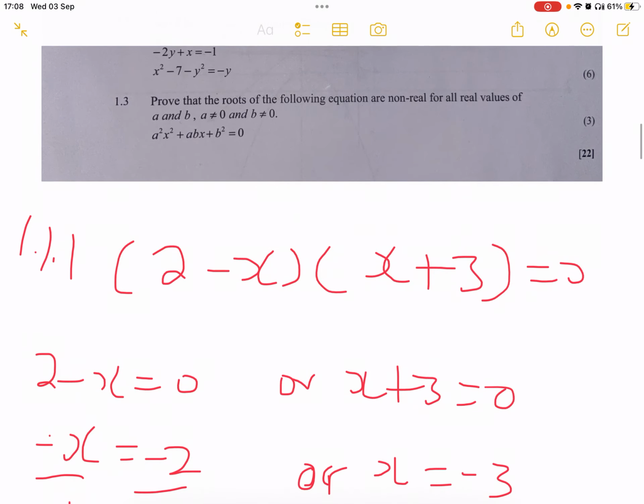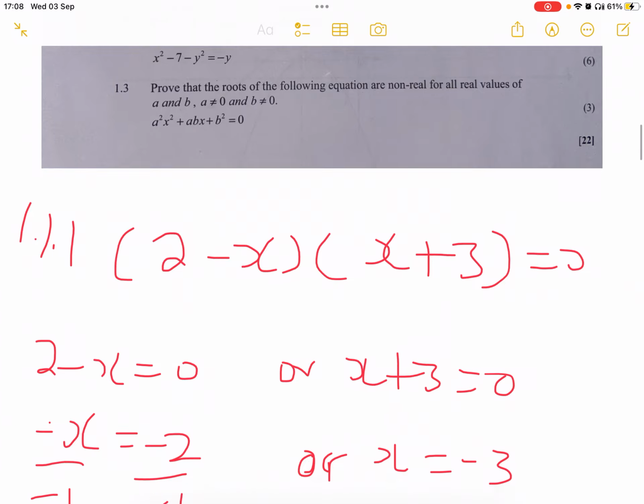And the last question is prove that the roots of the following equation are non-real for all real values of a and b, where a is not equal to 0 and b is not equal to 0, for the equation that says a squared x squared plus abx plus b squared equals 0.